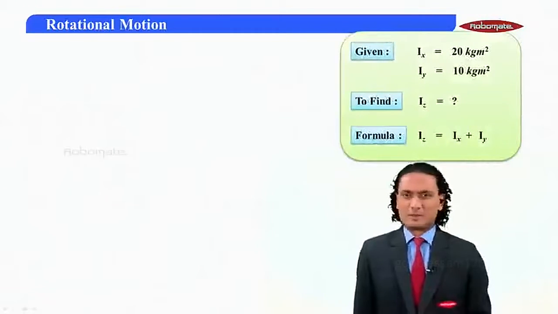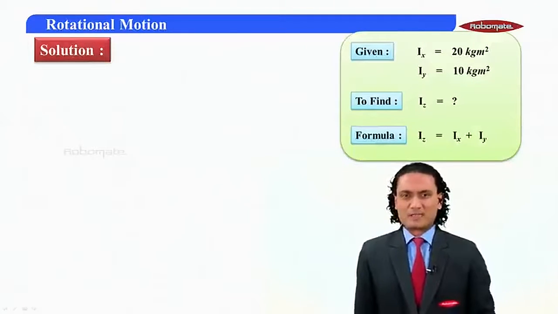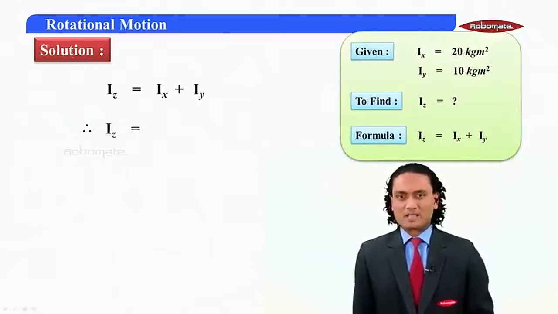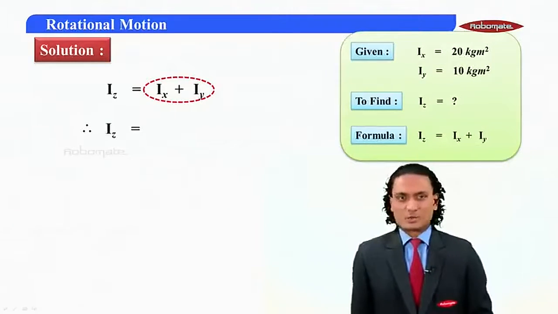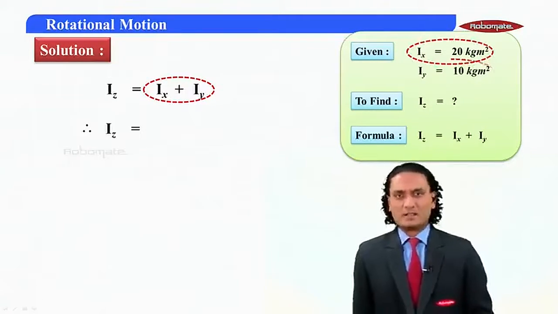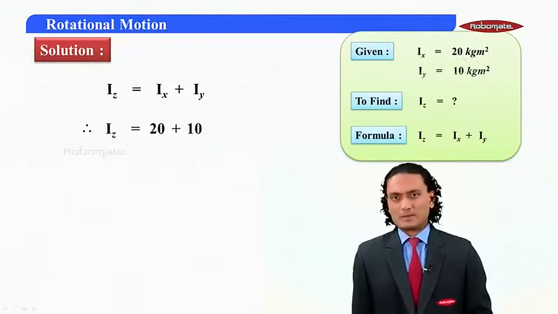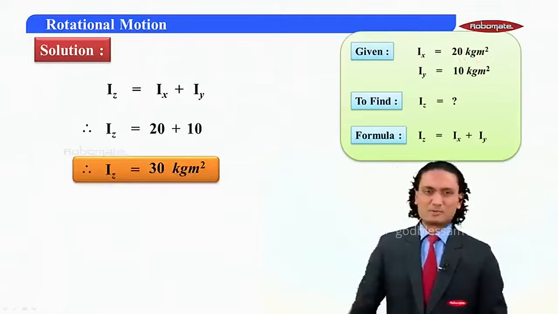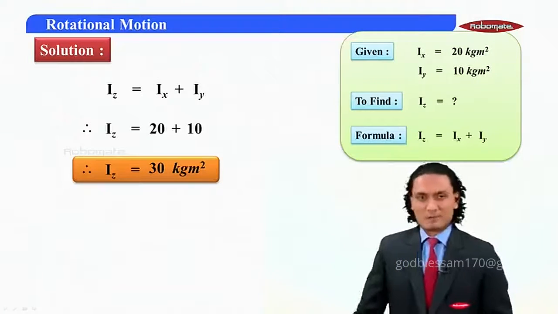Students, it's a very simple problem. I'm very sure by now you must have calculated. First, Iz is Ix plus Iy. We know what is Ix and Iy. Ix is given as 20. Iy is given as 10. So Iz will be 20 plus 10. What is 20 plus 10? 20 plus 10 is 30 kilogram meter square. Simple problem, students. Alright. So can we move on to the next one?